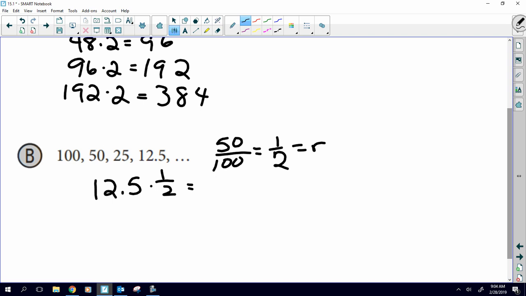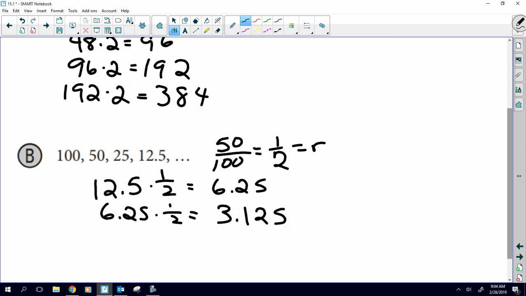I better get my calculator out, but I just want to make sure that I do the next one. So this is setting it up. Divided by 2, right? So you got 6.25, 6 and 25 hundredths, right? And then you got 6.25 times 1/2. And then I got 3 and 125 hundredths. And I take 3.125 and I multiply that by 1/2.